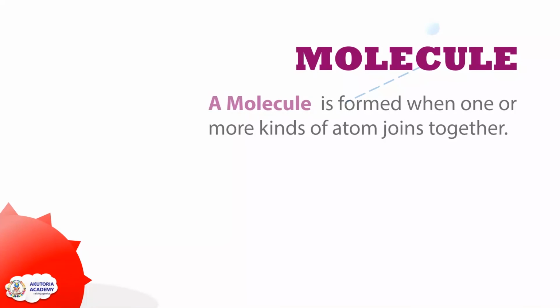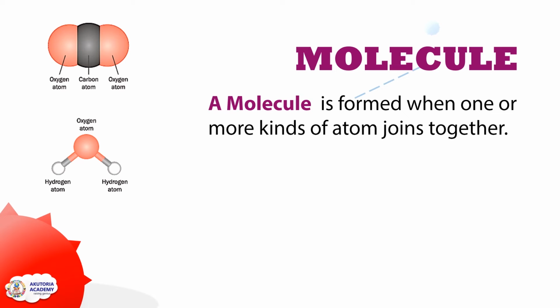But what about molecules? A molecule is formed when one or more kinds of atom join together. So if I have, for an example, an oxygen atom coming together with a carbon atom and another oxygen atom, they come together to form carbon dioxide. We don't call this an element because you have more than one type of atom coming together. We now call this a molecule. When you have more than one type of atom coming together to form a matter, we call that a molecule.